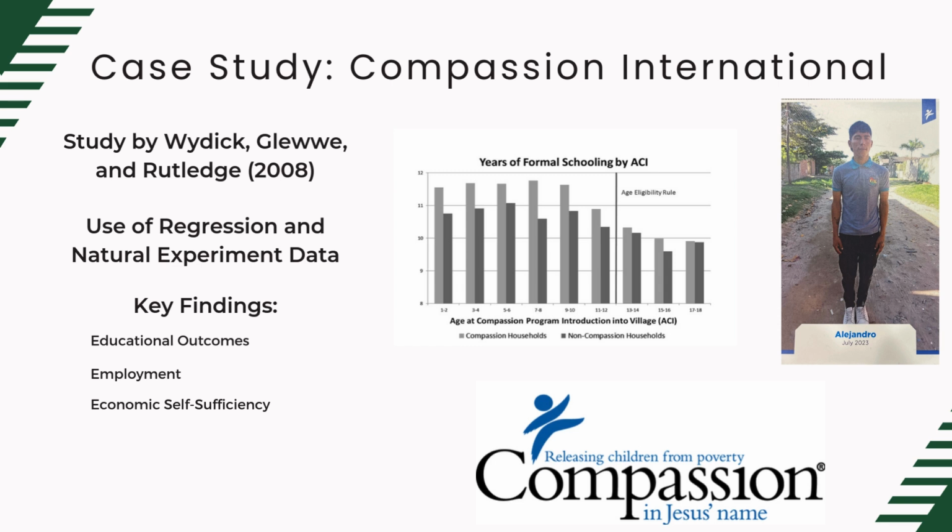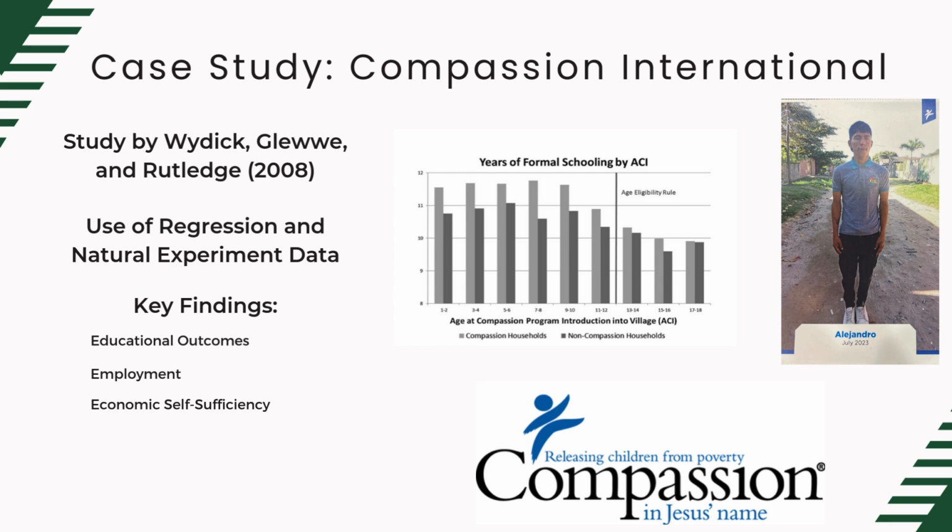Sponsored children were significantly more likely to complete their education, which is shown in the graph there. They're more likely to obtain employment, particularly white-collar positions, right? And they were able to achieve economic self-sufficiency much more than their non-sponsored peers. I believe the numbers in the study were about 19 to 22% higher adult earnings for children that were sponsored as opposed to non-sponsored.